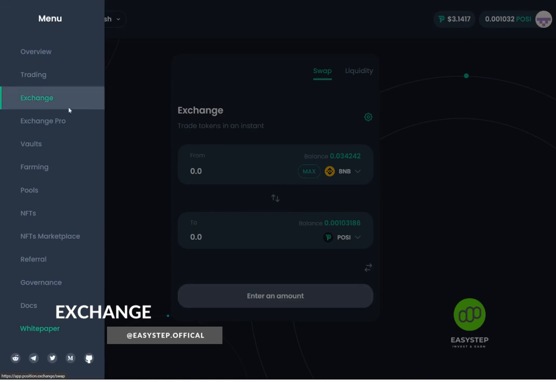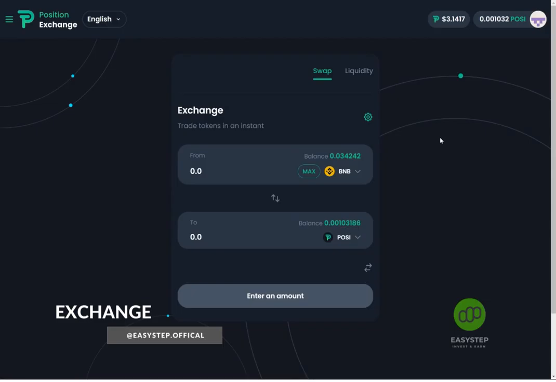Okay, so next we're going to talk about the exchange. Now, once you're ready to invest into Position Exchange, you're going to need to buy the POSI token. So let's say that you go to Coinbase, or you go to crypto.com, or you go to a Binance exchange, a centralized exchange, and you buy BNB from that exchange.